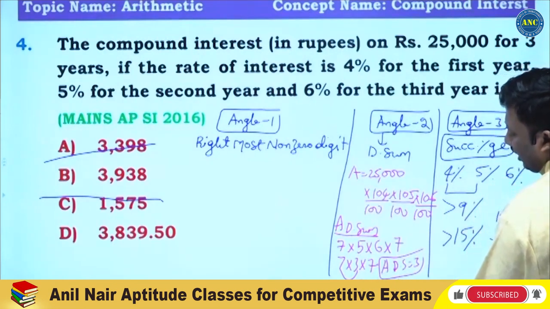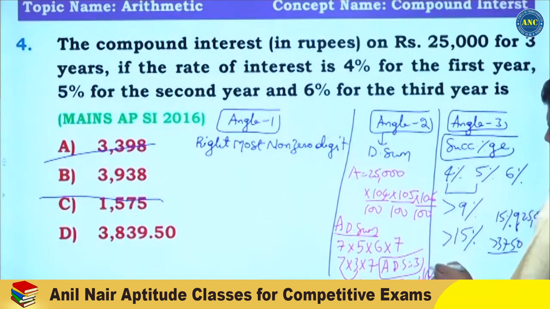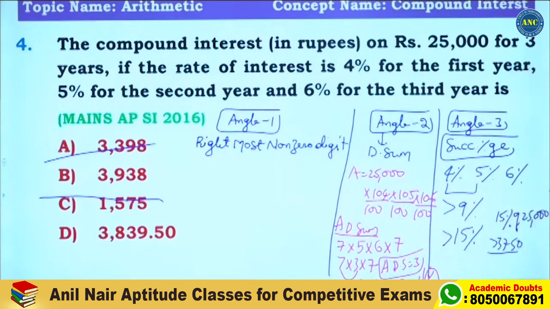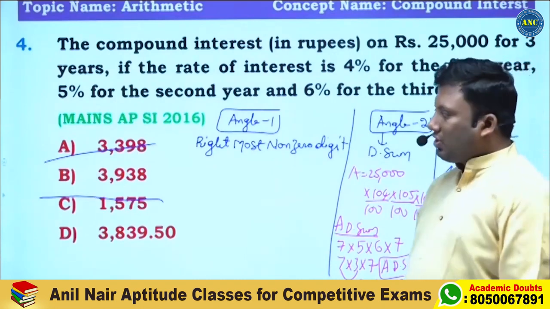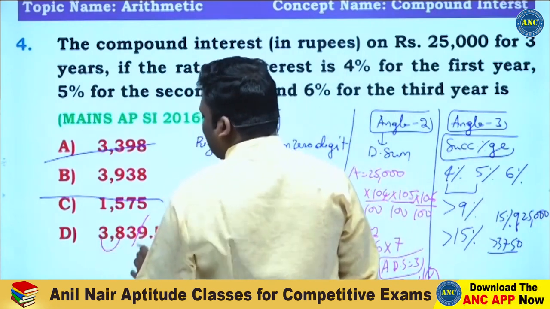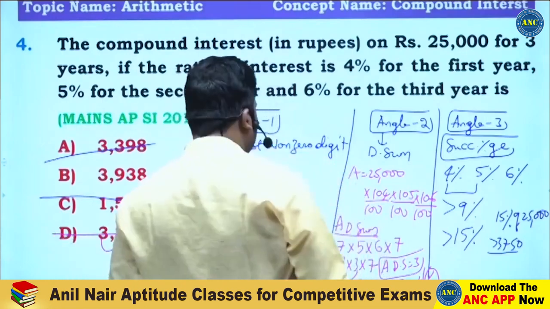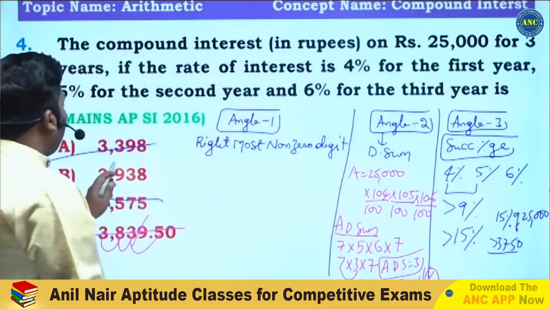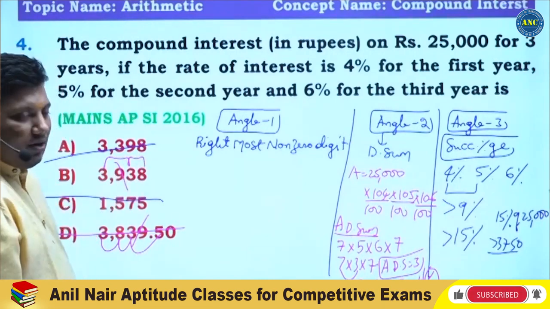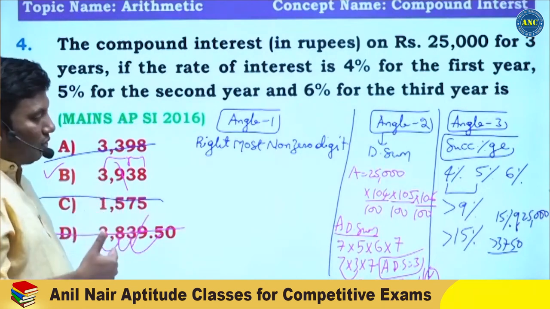Principal digital sum is 7. So it is 3 minus 7, which is minus 4, which is 5. The answer, compound interest digital sum, should be 5. 9 I can eliminate. 3 plus 8 is 11, plus 3 is 14, plus 4, 5 is 19, digital sum 1. 3 9 3 8: 3 plus 3 is 6, plus 8 is 14, 1 plus 4 is 5. So in angle 2 we eliminated 2 options.